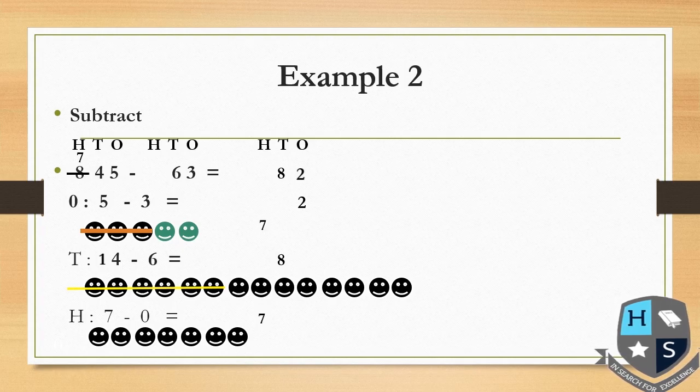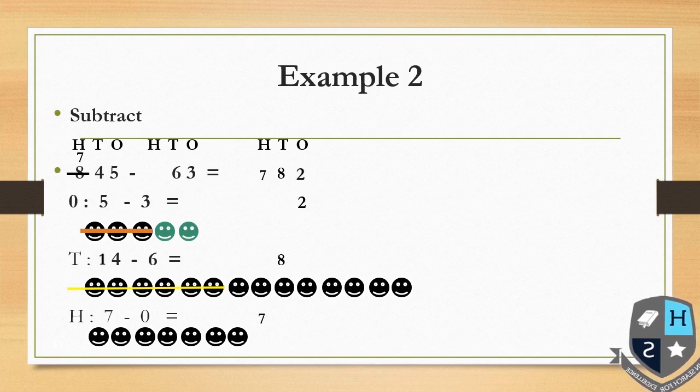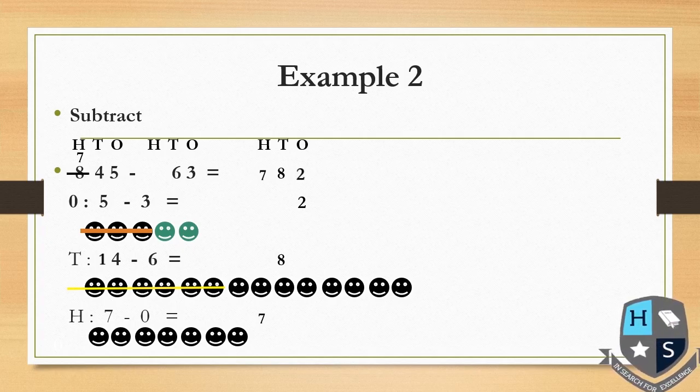We take 7 and write it in hundreds. Good. So 845 take away 63 is equal to 782. These two examples were the examples of horizontal subtraction. Let's go and see vertical subtraction.